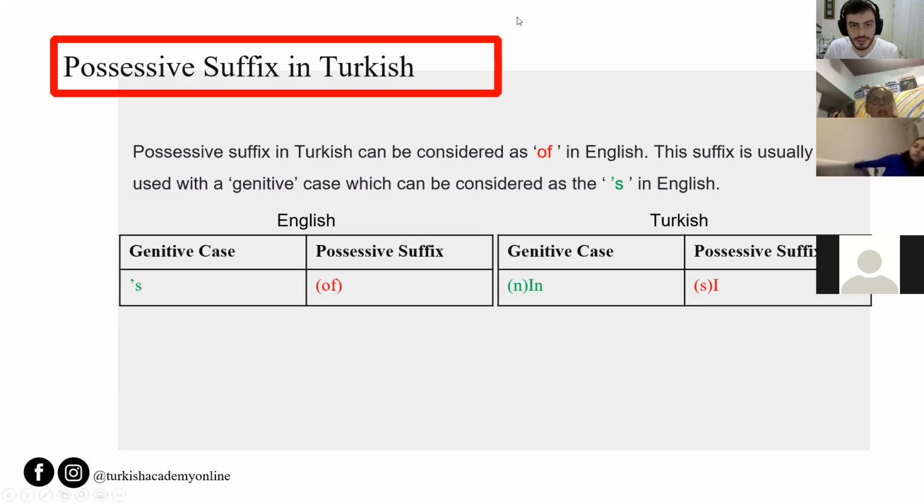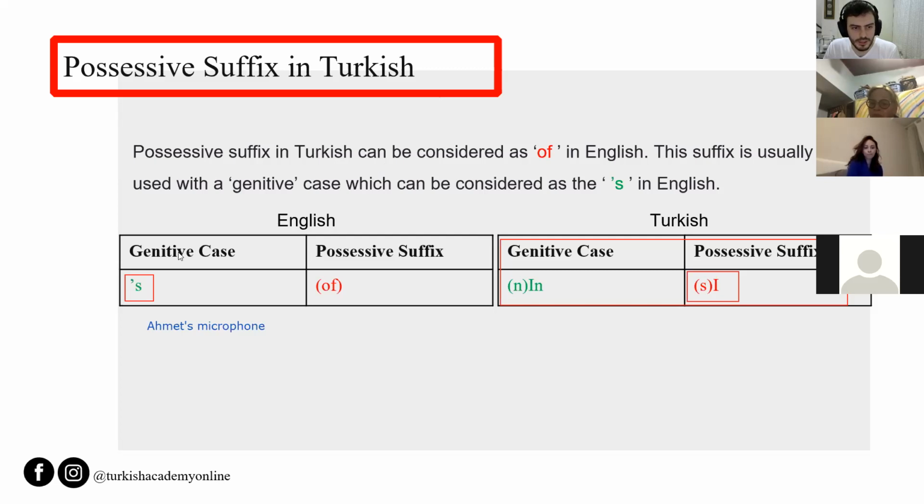So basically, to make these possessive sentences in Turkish, I need two things. I need a genitive case, which is very similar to the S that you have in English, and then I also need a possessive suffix. In English, you actually need only one of them. If you want to say Ahmet's microphone, you basically say Ahmet's microphone. That's it. But in Turkish, you will need both the genitive and then the possessive. That's the tricky part when it comes to Turkish possessives. That's why it's a very difficult topic, actually.